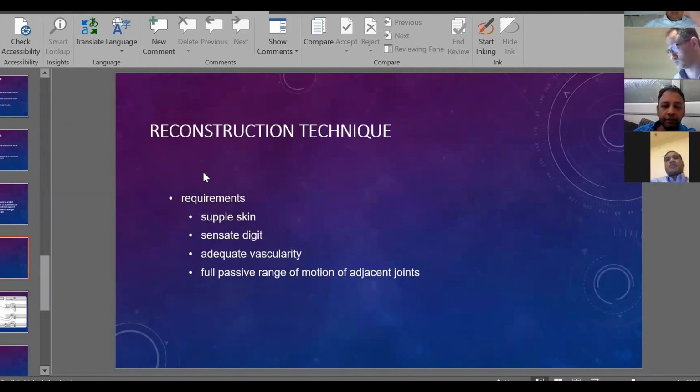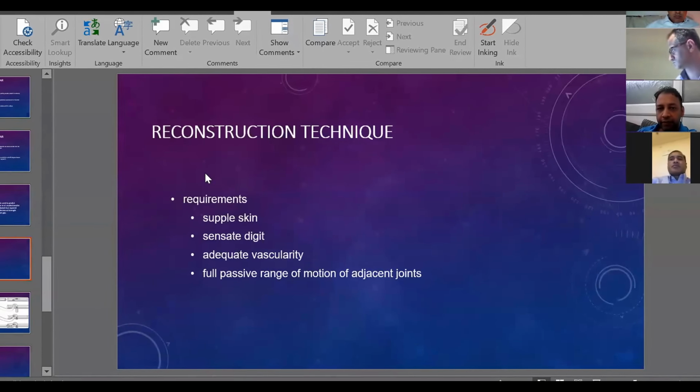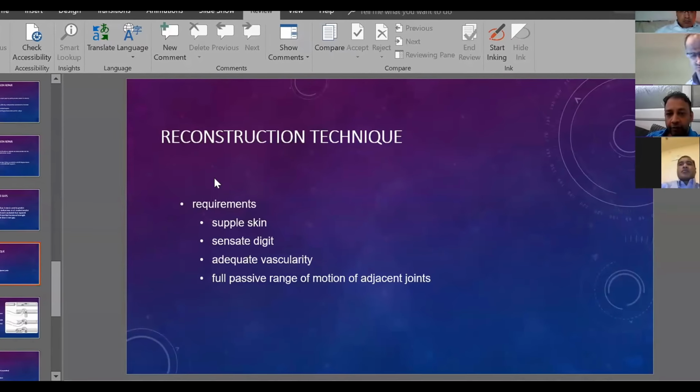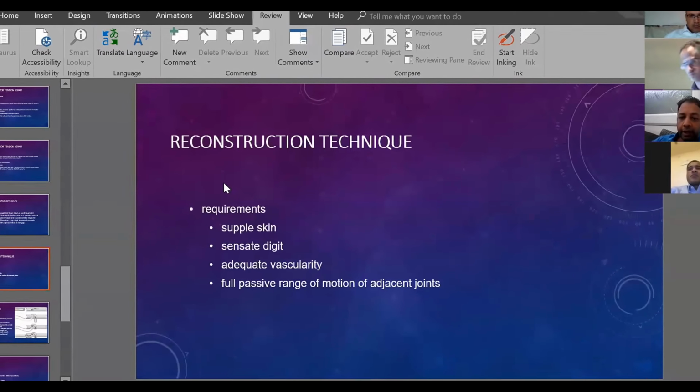So this was a technique for a primary repair. If you have a patient who needs a reconstruction, then there are a few requirements which the patient needs to meet for the reconstruction of the tendons. So skin should be supple, digits should be sensate, there should be adequate vascularity of the digit, and fingers should have full range of motion of the joints.